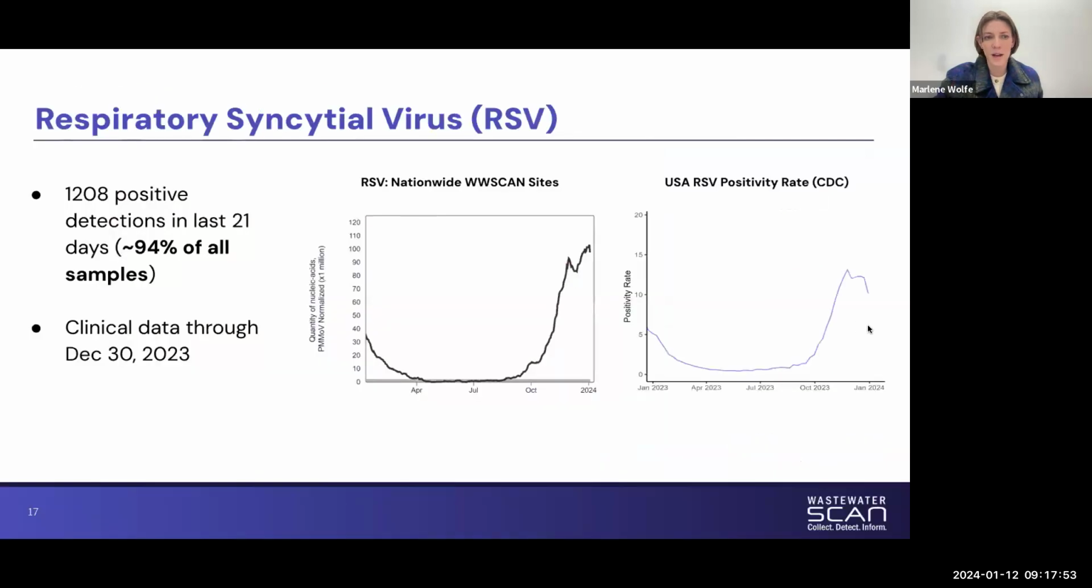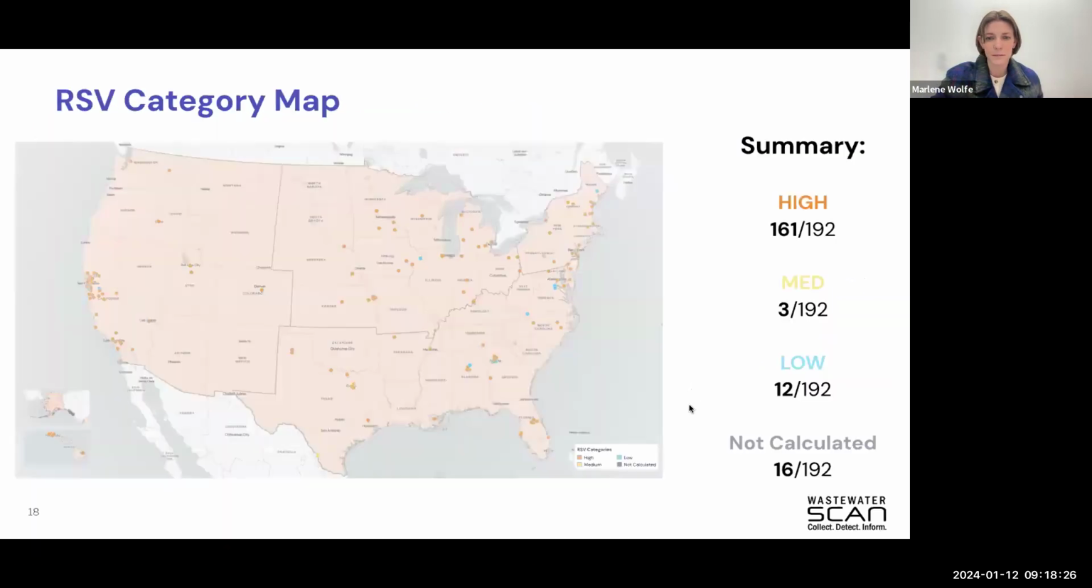So again, for RSV, we see a very high rate of detection. 94% of all samples have been positive for RSV. You can see here on the right some of the positivity rate data from CDC for RSV, which matches the same shape as our recent data. And we will have to see whether this beginning of a downturn that we're seeing is going to happen. Again, that is not statistically significant in the wastewater data. The trend is still flat, and so hopefully this will be the peak. And this is the category map. Again, the vast majority of sites are in the high category and all regions.